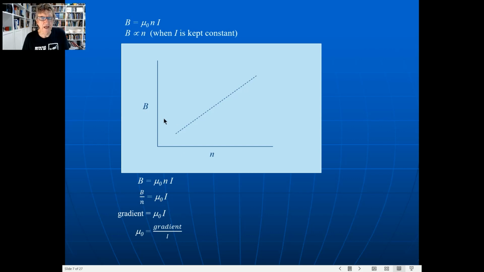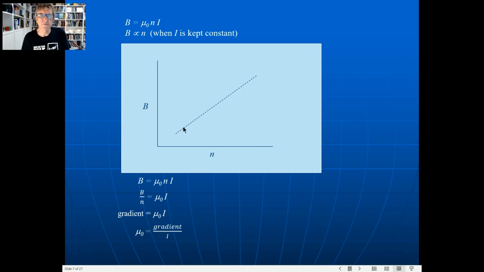Now B on N, this B divided by N, is just the gradient. So when you get Excel to do a trend line, it'll give you a formula for the gradient. So I've got B on N, that is the gradient, is equal to mu 0 I. So if I divide the gradient by the current, which will be 2 amps, I'll get a value for mu.